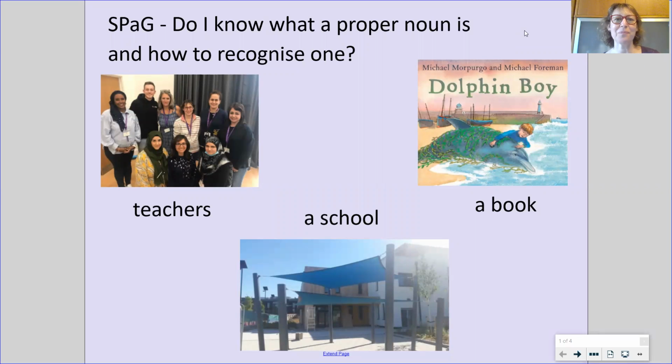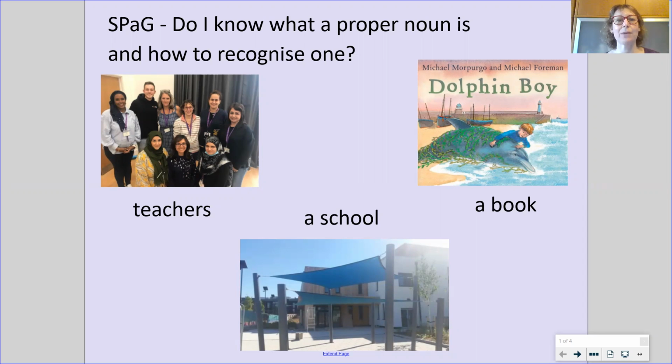Hello Year 2. In this SPaG lesson, we're going to look at what a proper noun is and how to recognise one. We've looked at nouns before. A noun is an object, something that you can touch or see or hear. They're names of places, of people, of things. So teachers, a school, a book, those are all types of nouns, and we call those common nouns.